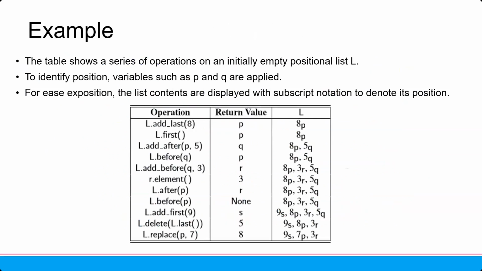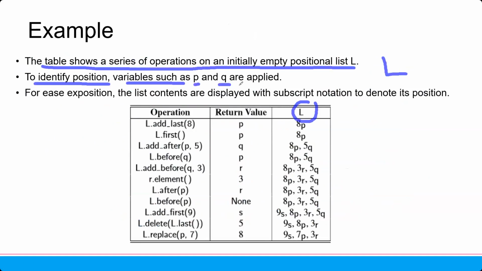So this is an example. The table shows a series of operations on an initial empty positional list. So L is empty at the first time. To identify the position, variables such as P and Q are applied. Just for this example, I would like to use P, Q, R, S.